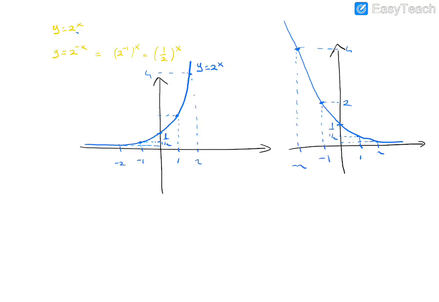Here, the x-axis, in other words, the y equals 0 line, is the horizontal asymptote of both functions. Okay, so the y equals 0 line is a horizontal asymptote for the exponential function.